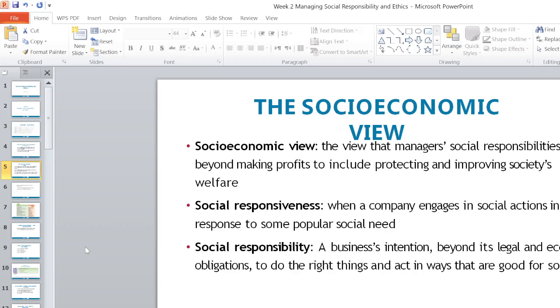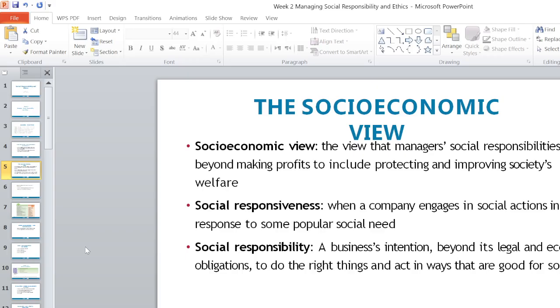And we have social responsiveness, when a company engages in social action in response to some popular social need. There are things that are popular at a time, let's say during the coronavirus. A lot of companies were doing campaigns to provide for the poor, to provide medical supplies, etc. There was something popular happening at that time, and companies were engaging in social actions. But when the coronavirus was over, these social actions were also over. So they respond to popular needs and actions that are currently going on in a place.